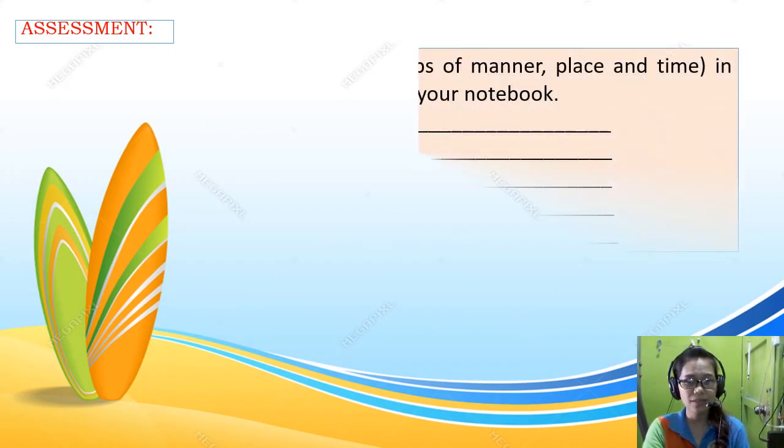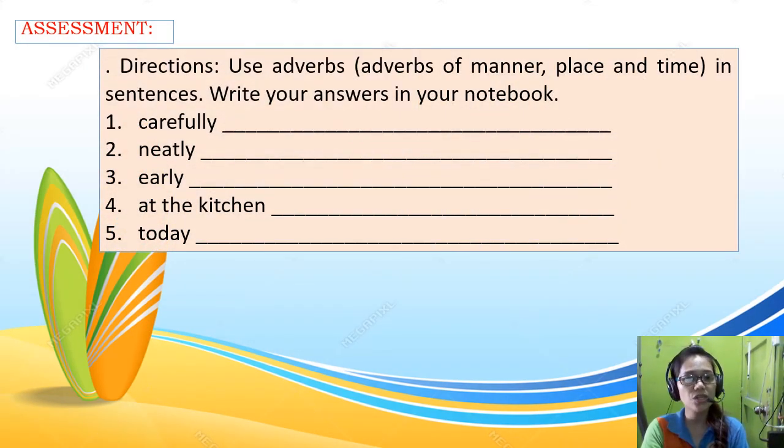Another assessment. Directions. Use adverbs, adverbs of manner, place, and time in sentences. Write your answers in your notebook. Adverbs were already given for numbers 1 to number 5. Number 1, carefully. Number 2, neatly. Number 3, early. Number 4, at the kitchen. And number 5, today. Answer this in your notebook. We're going to check that tomorrow.